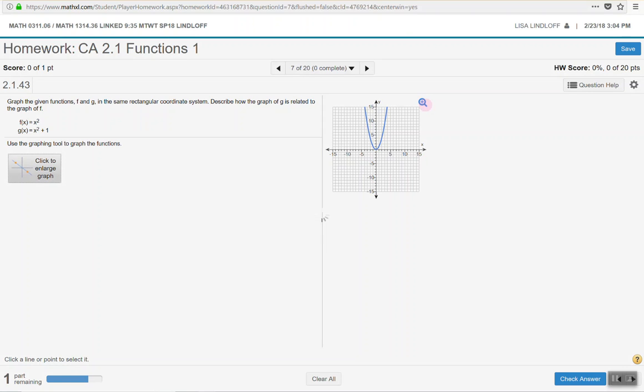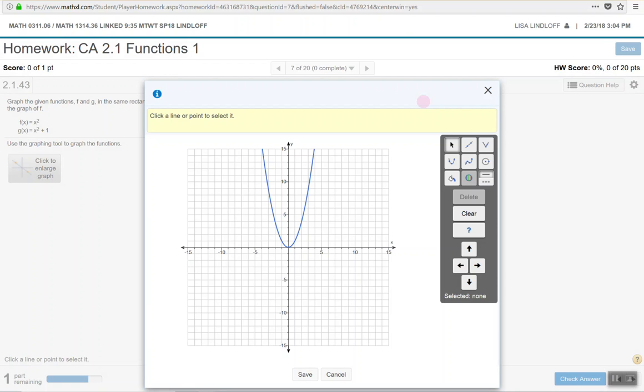So I'm going to enlarge this. Click this tool again. I need 3 points. 0, 1, 1, 2, and 2, 5.